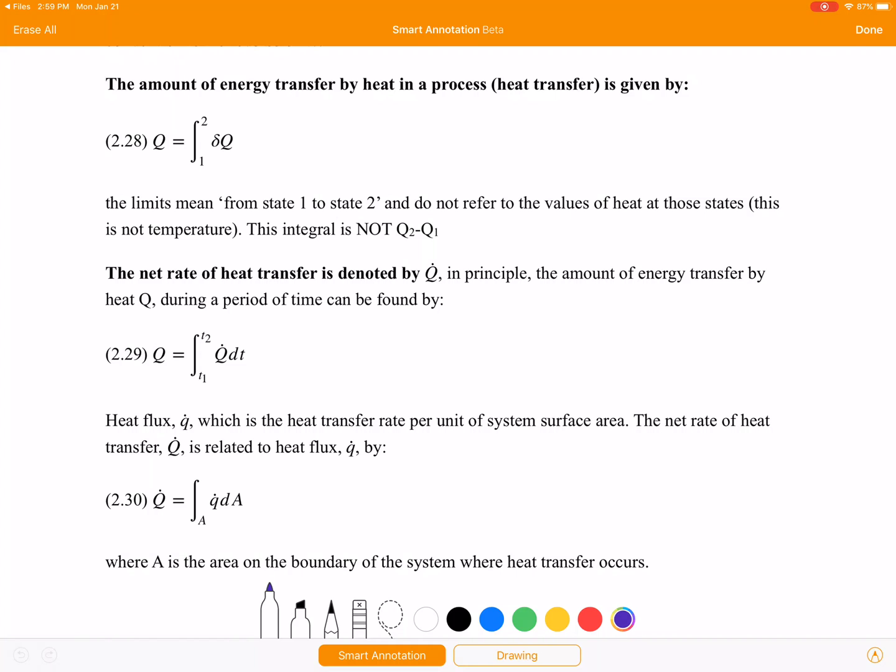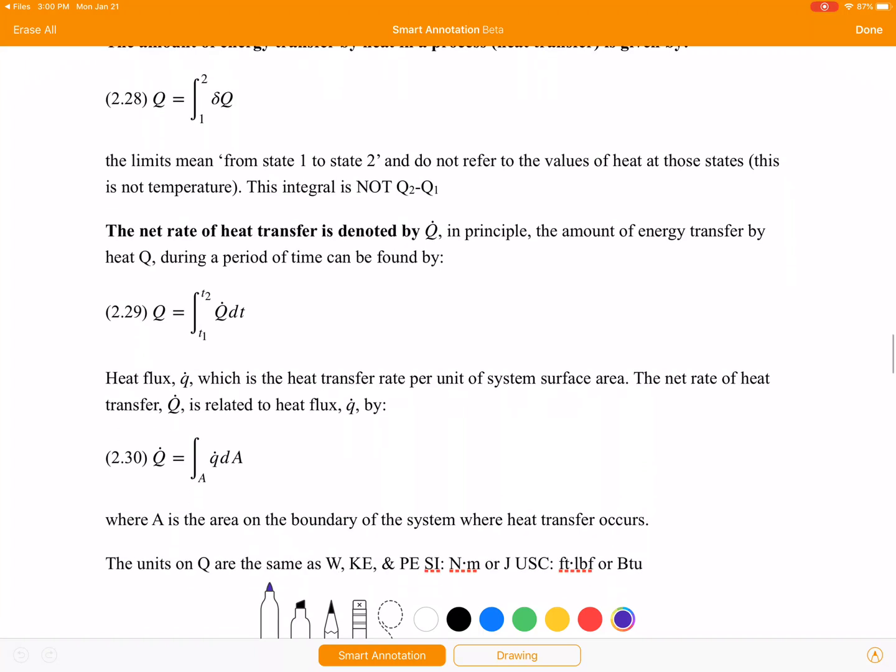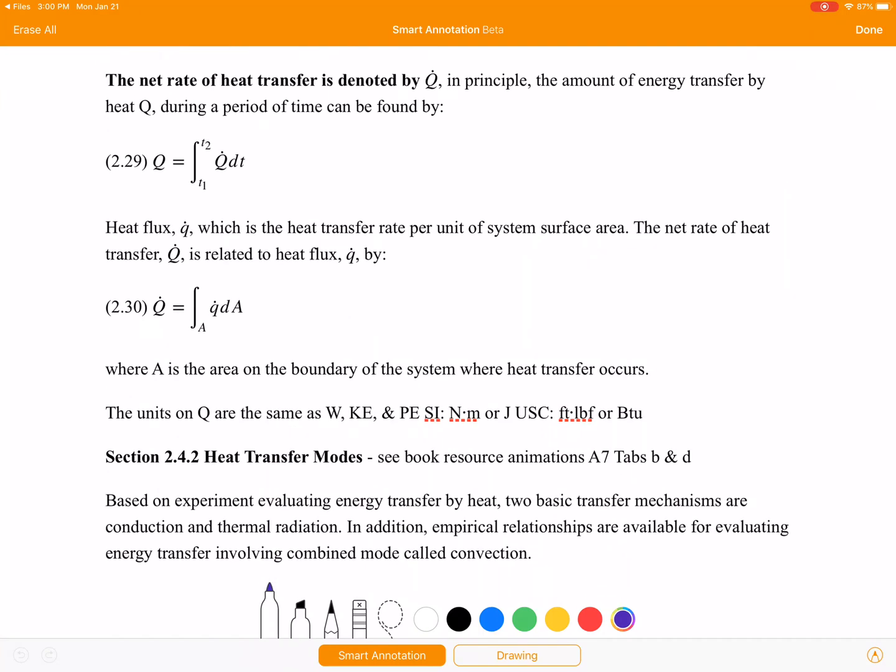The net rate of heat transfer is denoted by Q dot, the time rate of change of Q. In principle, the amount of energy transferred by heat Q during a period of time can be found by Q equals the integral from t1 to t2 of Q dot dt. Heat flux is the heat transfer rate per unit of system surface area. The net rate of heat transfer, capital Q dot, is related to heat flux, small q dot, by the relationship Q dot equals the integral over the area of heat flux dA, where A is the area of the boundary of the system where the heat transfer occurs.